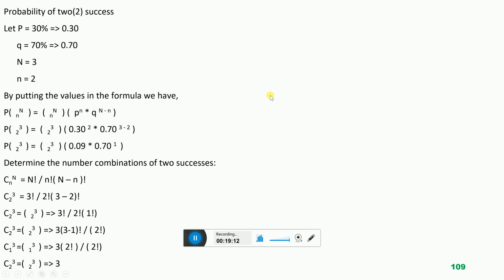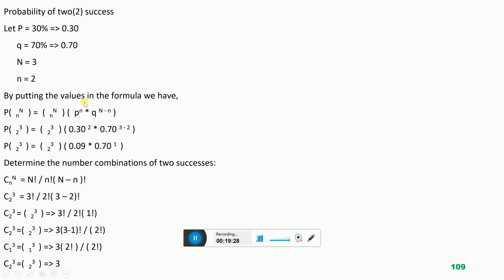Now we will proceed toward the probability of 2 successes. Again, the probability of success is 30%, which is given. The probability of failure is 70%, again given. The number of exams is 3 and the number of successes is 2.